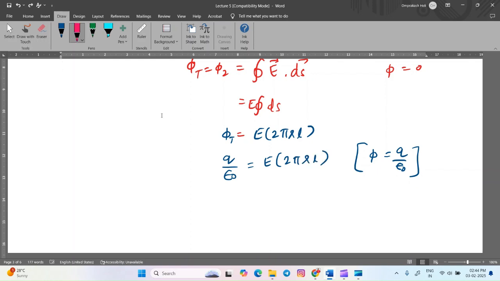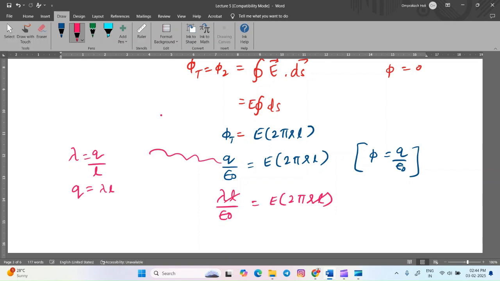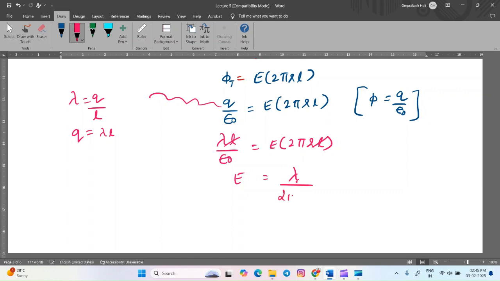We know that linear charge density is equal to charge per unit length. So charge q is equal to lambda into L. Now substitute this here. It becomes lambda L by epsilon naught is equal to E into 2 pi RL. L and L get cancelled. So we are left with E is equal to lambda divided by 2 pi R epsilon naught. So this is the expression for electric field due to an infinite long straight uniformly charged wire.